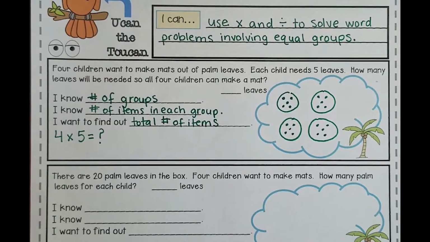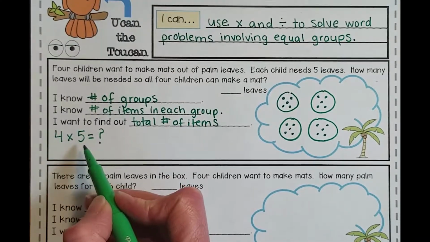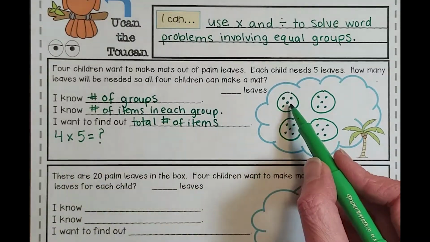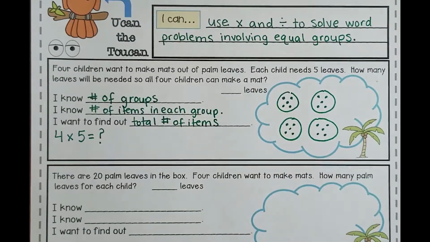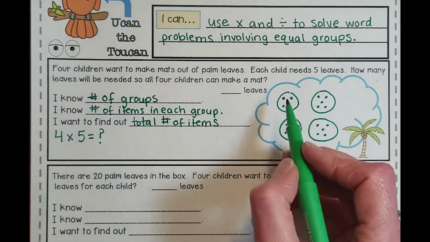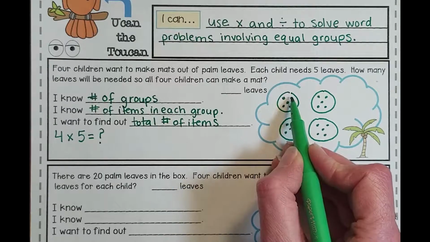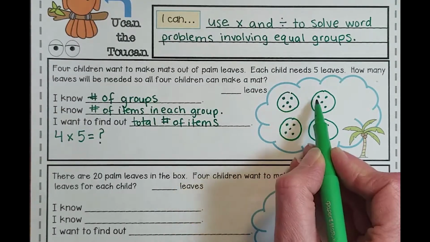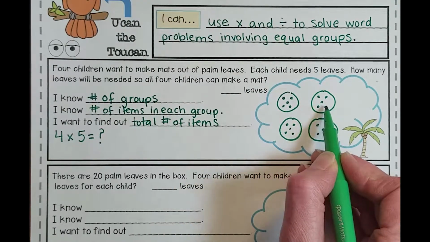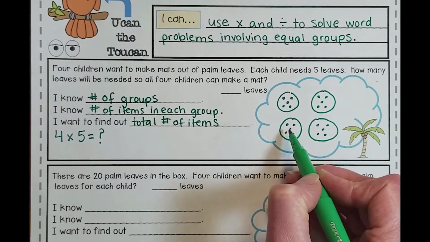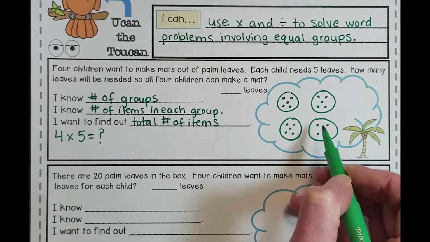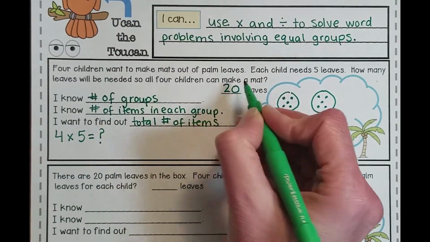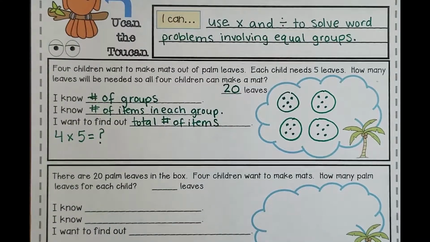Now I just need to solve. What is 4 times 5? Well, I could count by 5s 4 times, or I could count each one if I wasn't very good at counting by 5s. Let's go ahead and count each one. 1, 2, 3, 4, 5, 6, 7, 8, 9, 10, 11, 12, 13, 14, 15, 16, 17, 18, 19, 20. So Ucan is going to need to make sure that he climbs up on those trees, flies, I guess, and gets 20 leaves for his craft project.